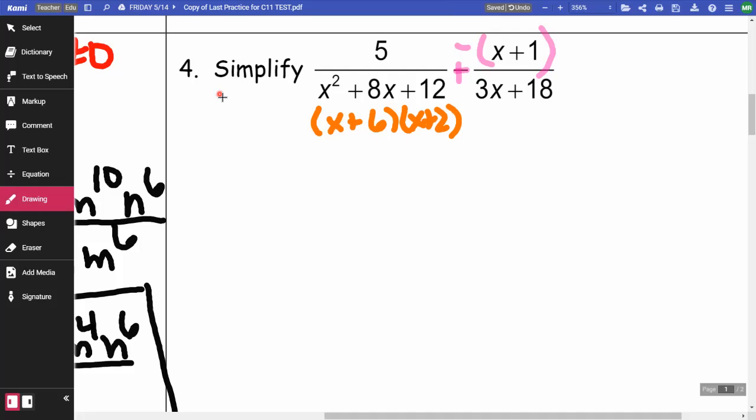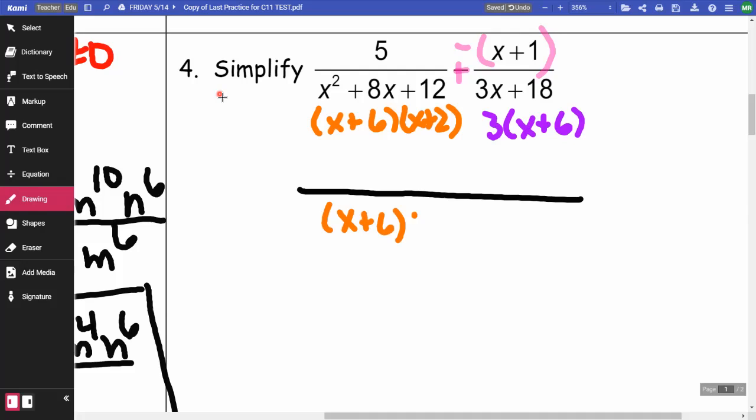The other denominator is going to be 3 times x plus 6. So to get a common denominator, I am going to need, from my first fraction, the x plus 6 and the x plus 2. From my second fraction, I'm going to need the 3. And this x plus 6 I already have, so I don't need that again. So that's my common denominator. So for this fraction, I have my x plus 6, I've got my x plus 2, I need the 3. So I'm going to multiply top and bottom by 3. So I'm going to go 3 times this, and here 3 times that.